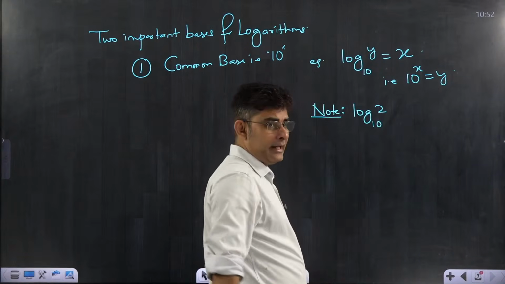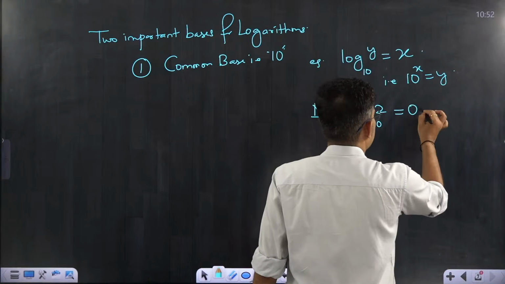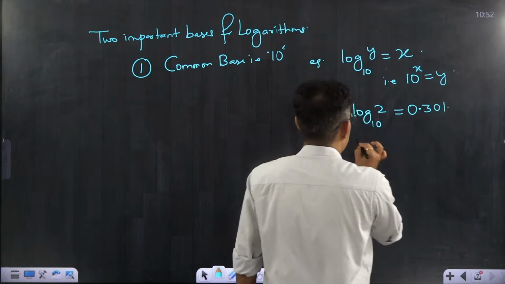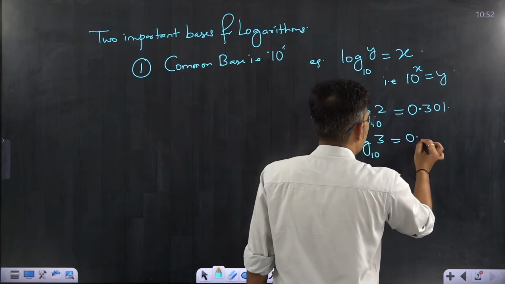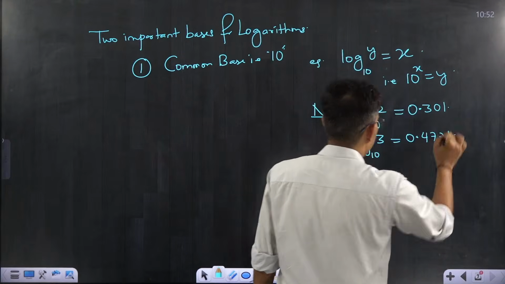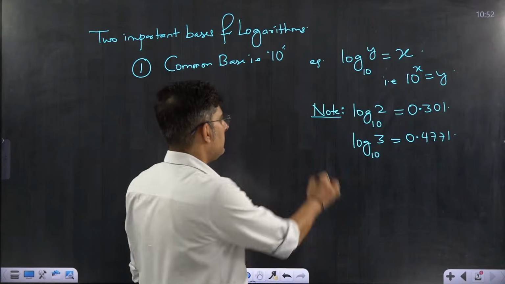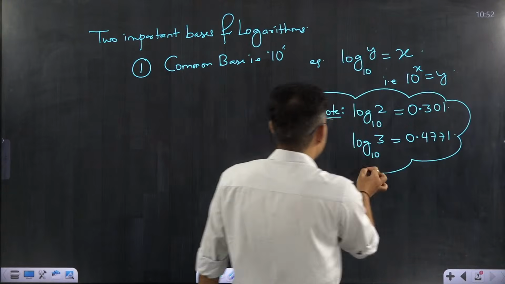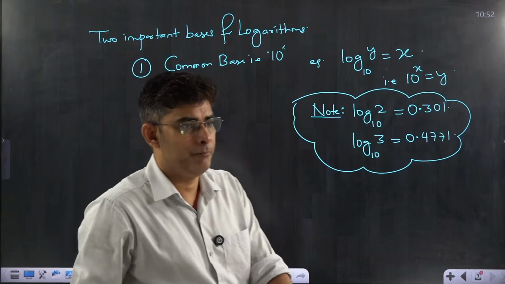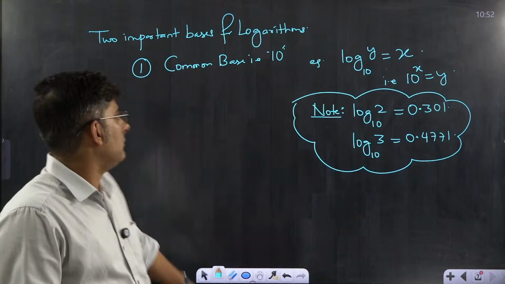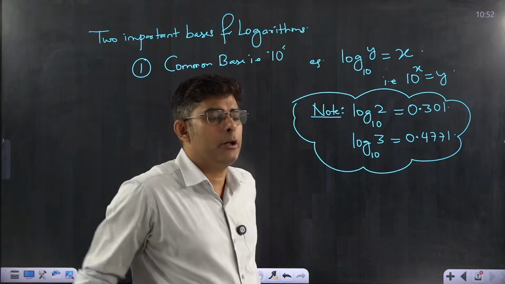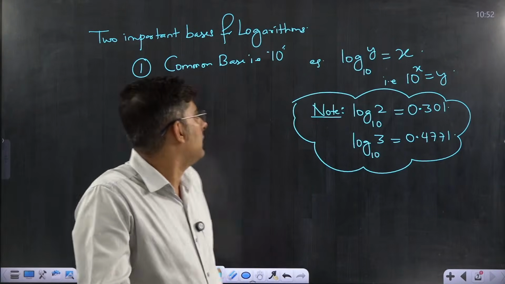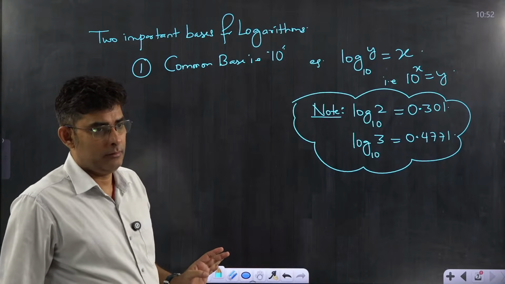Log 2 to the base 10, which is 0.301, and log 3 to the base 10, which is 0.4771. These two are important values which everyone should know. So first is the common base which is 10, and if you have seen a logarithm table or a chart, they always use common base.